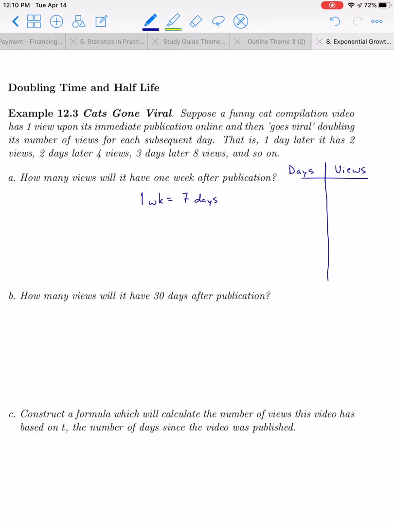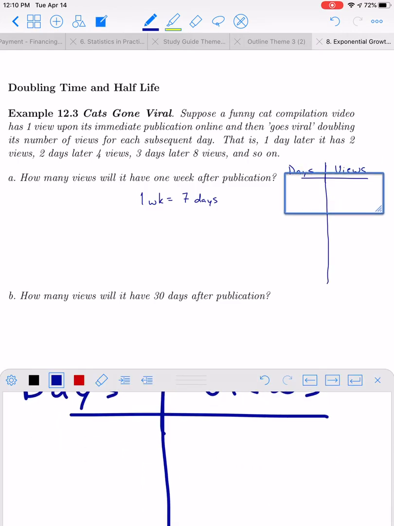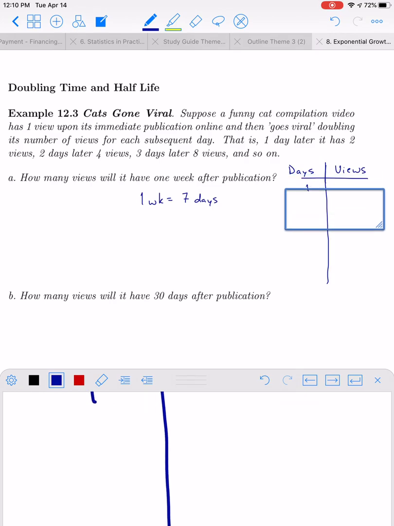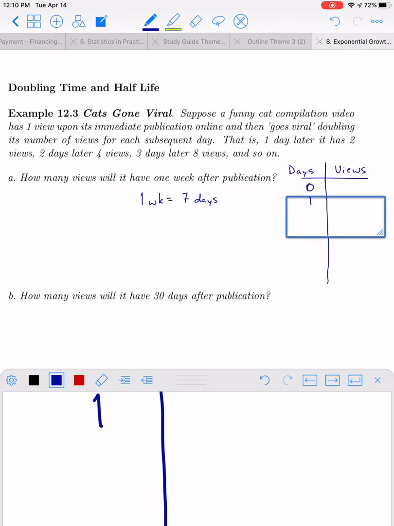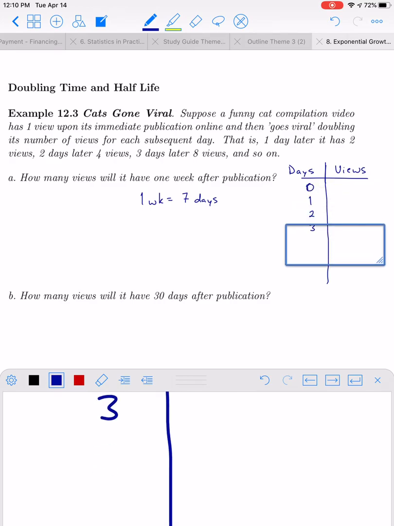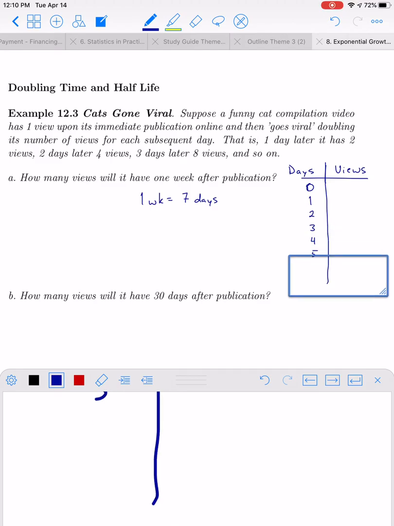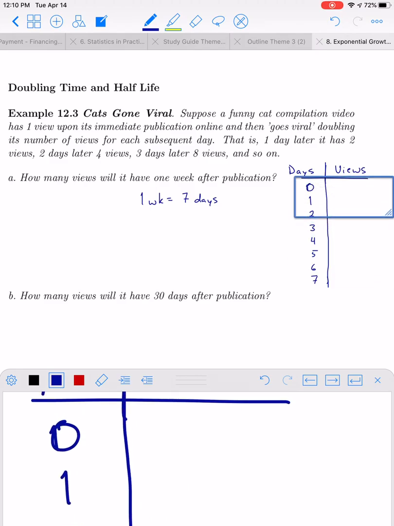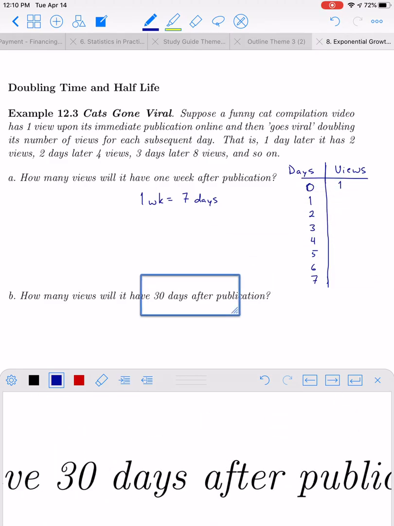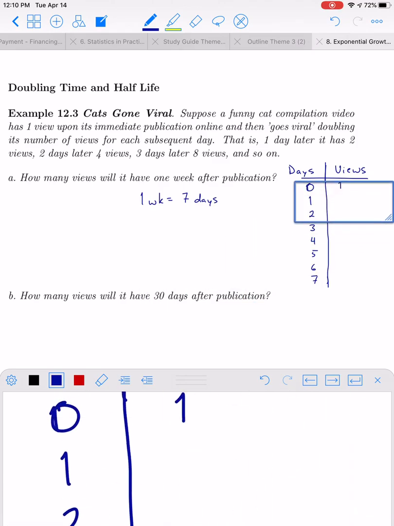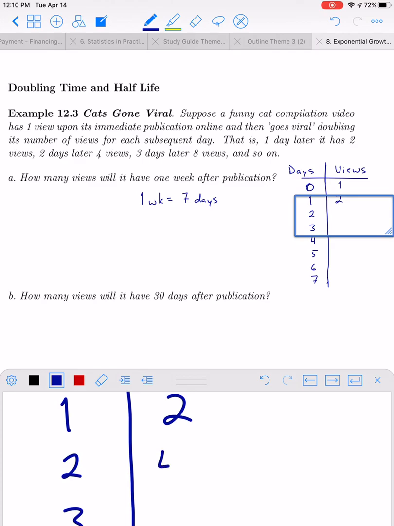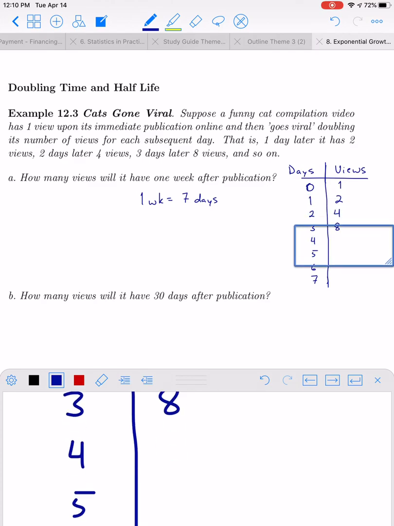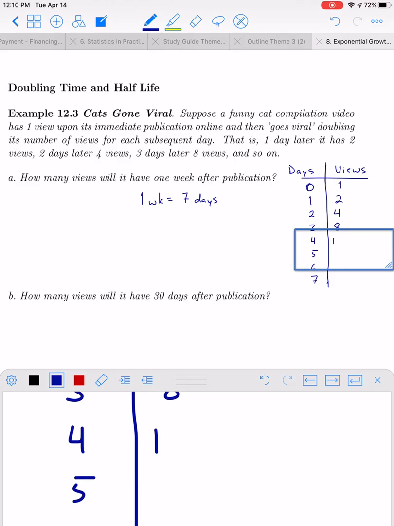So the number of days since publication and the number of views. So 1 day, or maybe even let's start with 0. So the instant it's published, to 1 day later, to 2 days, to 3, 4, up through 7, because that's what that question's asking us. And on day 0, when it was immediately published, it had 1 view. On day 1, the 1 day after it was published, there were 2 views. And then on 2 days later, 4 views. 3 days later, there were 8 views. 4 days later, there were 16 views, right?